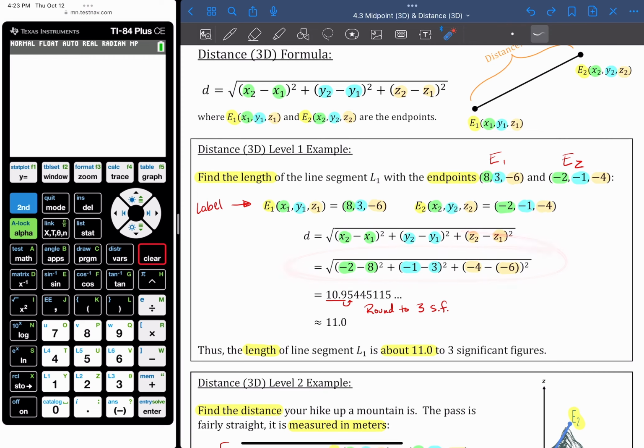So now that I have it all underneath the square root in the formula, I can grab my calculator and just take this thing and put it in my calculator. So press second square root and just start putting in what you have written down. Negative 2 minus 8, I'm going to square it, plus negative 1 minus 3, square that, plus, again, my third dimension, my z, negative 4 minus, I'm going to use parentheses, negative 6. And then again, I need that second parenthesis so I can close it off, and now I can square it. There we go. Press enter.